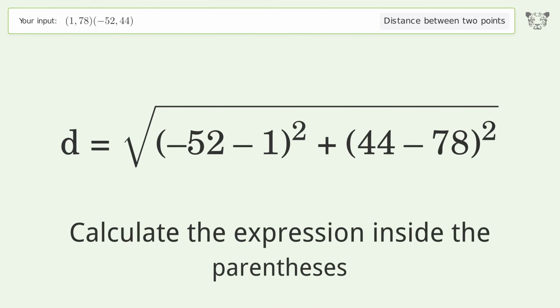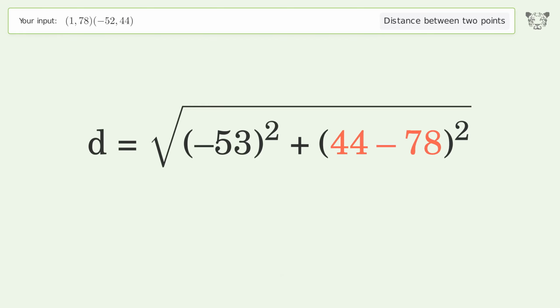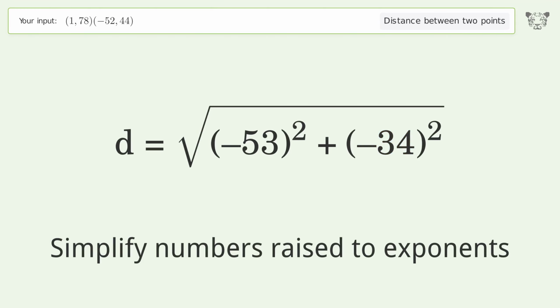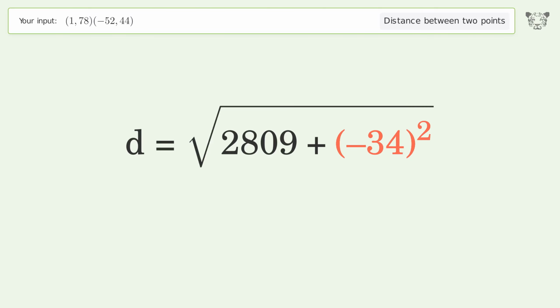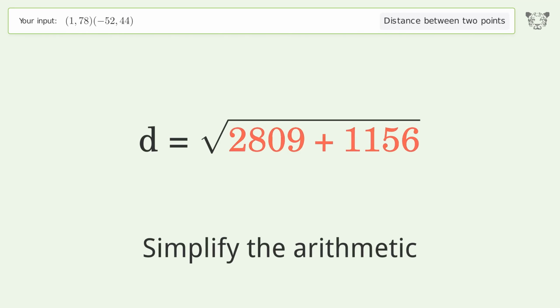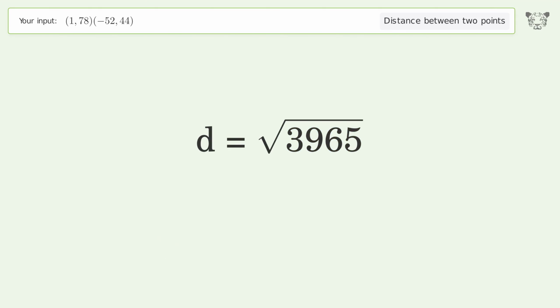Calculate the expression inside the parentheses. Simplify numbers raised to exponents. Simplify the arithmetic. And so the distance between the 2 points is the square root of 3,965 or 62.968.